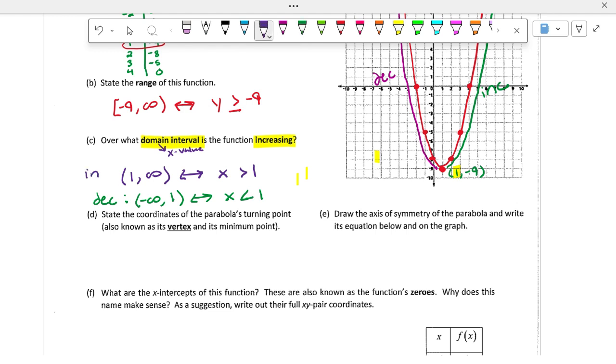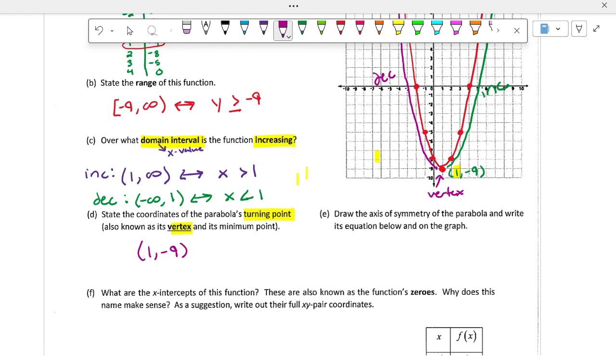So this is the interval of increase. That's the interval of decrease. And notice, if you combine them, you should have from negative infinity to positive infinity. All right, so our graph starts at negative infinity, goes to 1, then it flips and starts increasing from 1 to infinity. So it spans all the numbers. Now, we're then going to state the coordinates of the vertex, which is the turning point. We already know what that is. What's that point? 1, -9. So once again, that is our vertex.